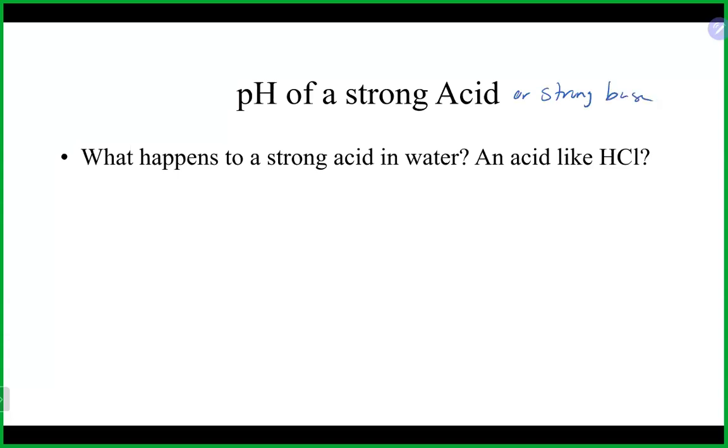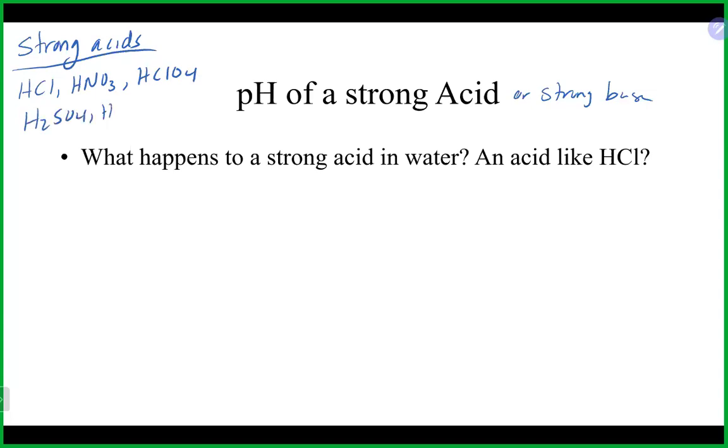Well, first off, we should review again what the strong acids are. There is a list of six strong acids, and again, it's a good list to know. That is hydrochloric acid, nitric acid, perchloric acid, sulfuric acid, hydrobromic acid, and hydriodic acid.